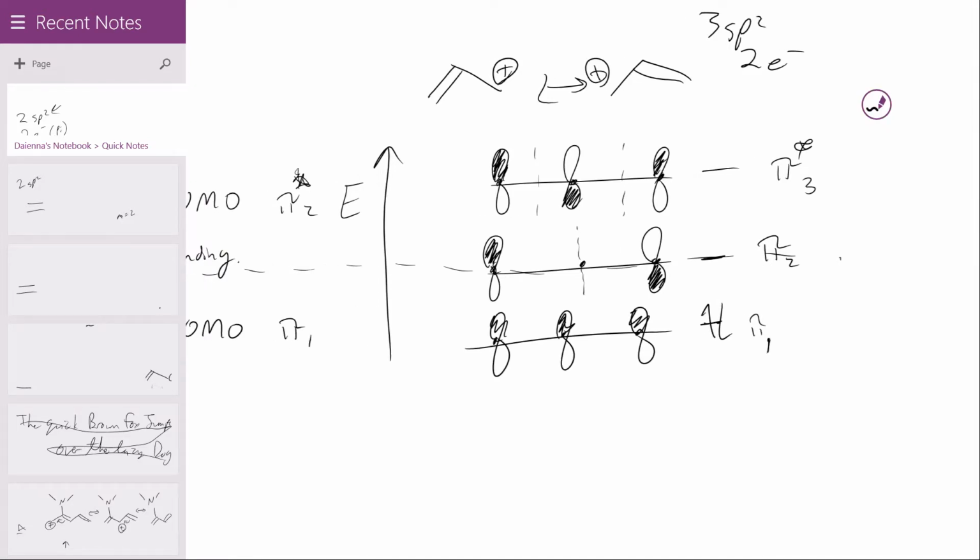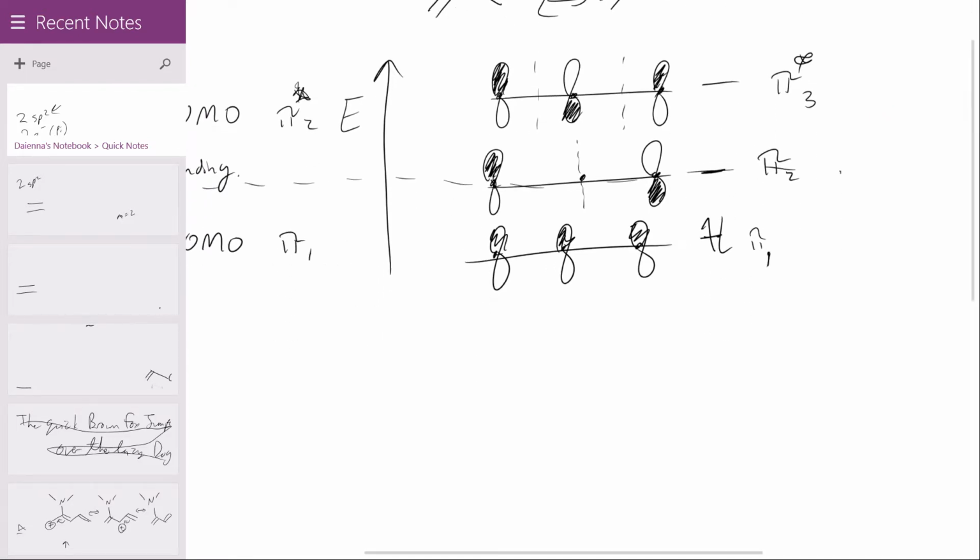Now this structure doesn't look like either of our resonance structures, but if you remember, the best way to describe this molecule is to show the bonds spread across all three atoms, but with the cation, with partial positive charges on either end. And that's what this diagram represents. It shows the electron density spread between those three carbons.